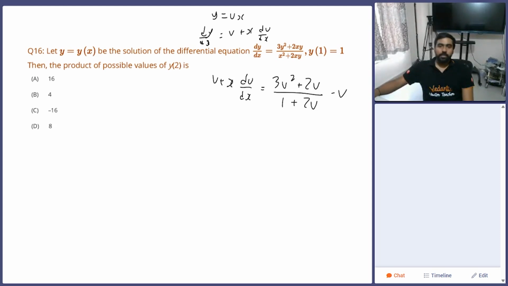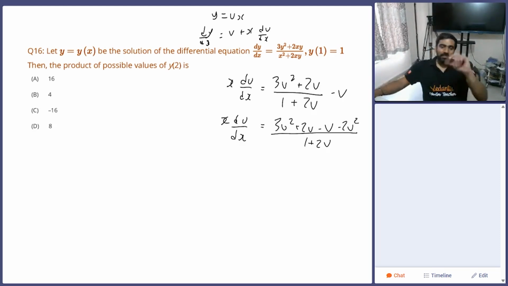Now minus this v over here, and from here, I'll not skip a lot of steps. So let's simplify this out a little bit. You'll get 3v square plus 2v minus v minus 2v square divided by 1 plus 2v. Okay. Now take the reciprocal. I can say dx upon x is equal to, over here what will I get?